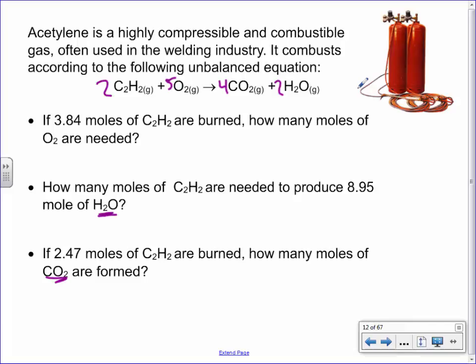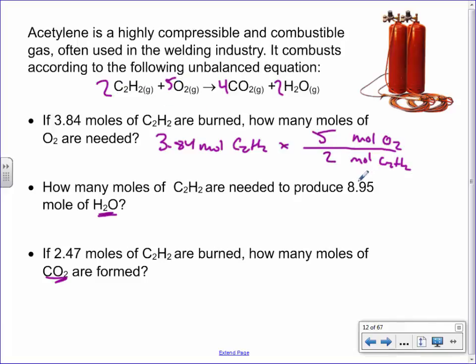So here's what I would recommend to start doing then. Start with this, 3.84 moles of C2H2. And what I want to do is set up a ratio so that I get rid of my moles of C2H2 and turn it into moles of oxygen. All I've got to find now is, well, what is the relationship between oxygen and acetylene? And the answer is, well, there's 5 of these guys for every 2 of those ones. And what essentially happens is this unit right here cancels that unit.